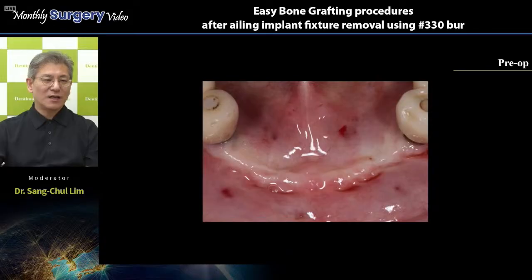This is today's patient, the pre-op intraoral view. What about this lower anterior? The keratinized gingiva is almost gone already, with just mucosa, a narrow ridge and resorbed areas, a very poor condition. What is your choice? What is your plan for this sort of narrow lower anterior area?